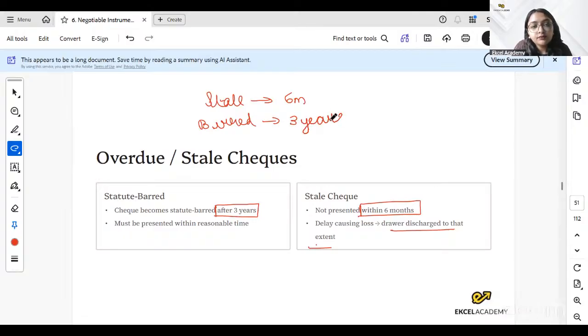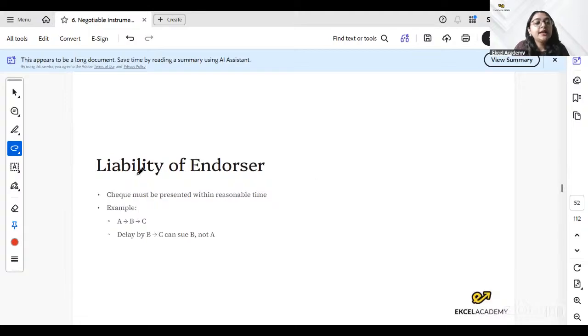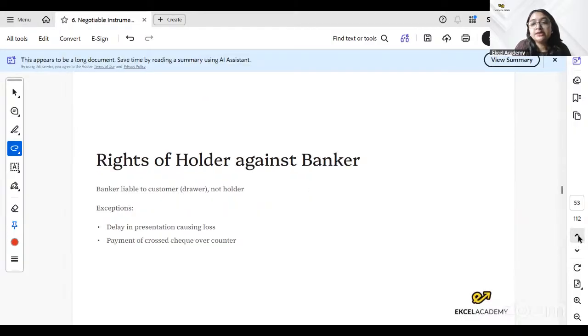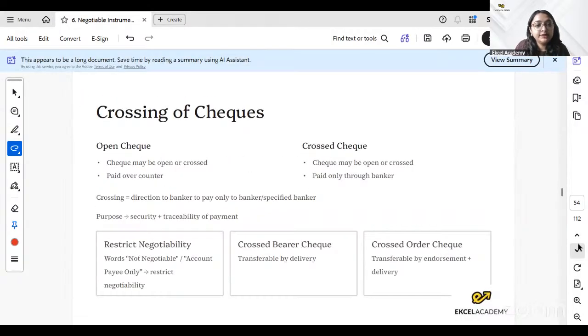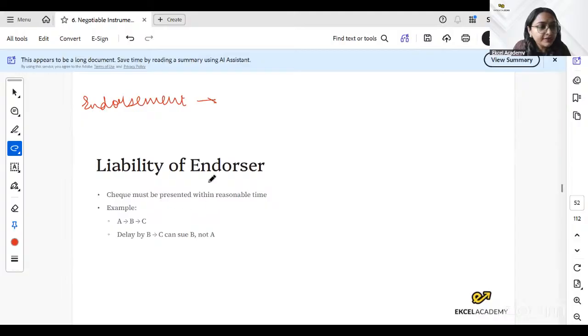Next, liability of endorser. Now let us understand the liability that comes in your endorsement. I hope you are clear with the concept of endorsement. Before we proceed further, let us just understand the concept once, wherein we'll be seeing all of the liabilities that are there. I think this topic is inserted beforehand, but since it is there, I will explain it to you.